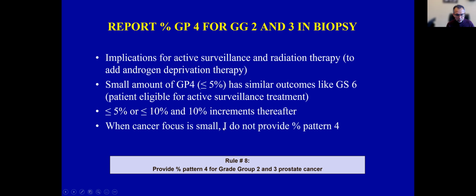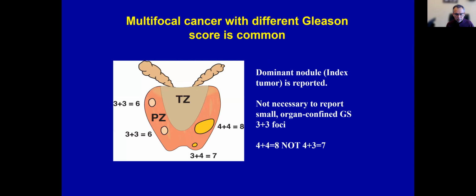When the cancer focus is small, I do not provide pattern 4 because it could have misleading implications, since you cannot accurately estimate percent pattern 4 in that setting, particularly when I deal with a tumor primarily at the edge of the biopsy and you are dealing with very poorly formed glands. I may not provide the grade, or I may not even provide the percentage estimation, because that can be inaccurate.